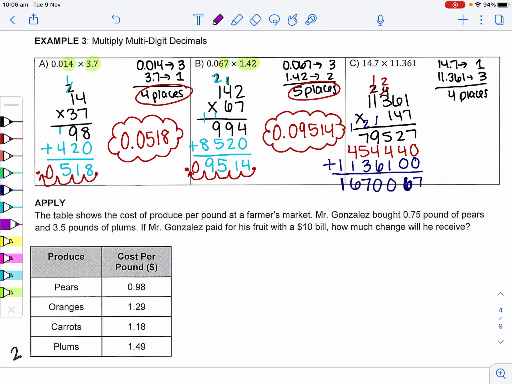And then I've got to put in 4 decimal places. So I've got 4 here this time. So here is my decimal at the end. So 1, 2, 3, 4. So no extra zeros being added here. I'm going to keep the whole number. So 167.0067.